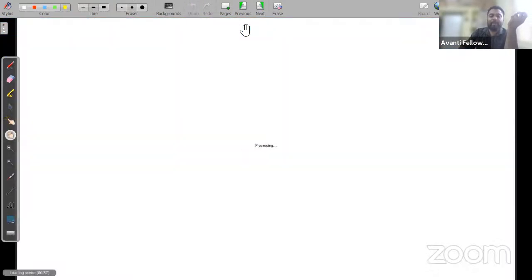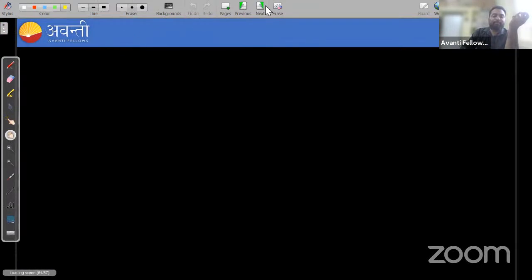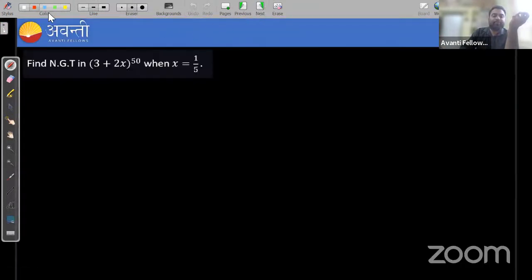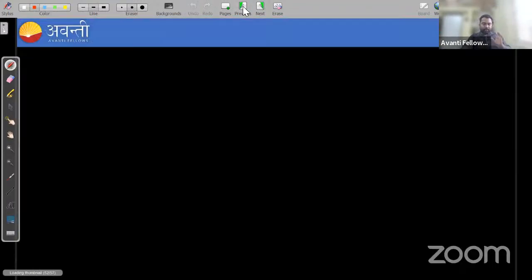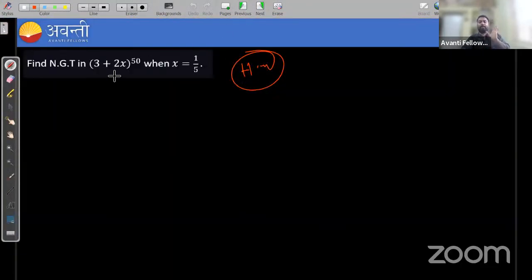Now it is clear. Now next question for your homework. This question is your homework question, you can take a screenshot and also you can note it down. Okay, so the previous question is clear now. Next question: find the numerically greatest term in the expansion (3+2x)^50 when x is equal to 1 upon 5, right?